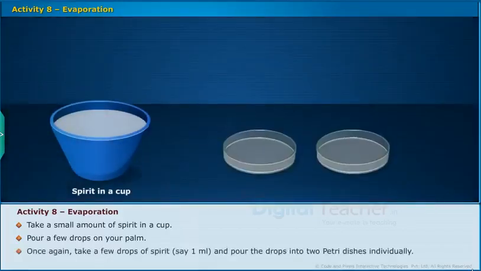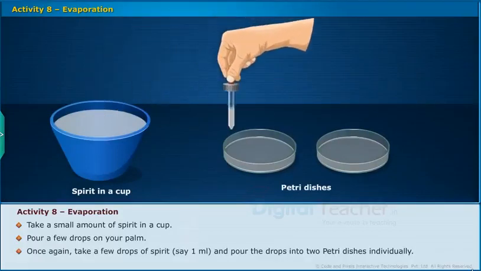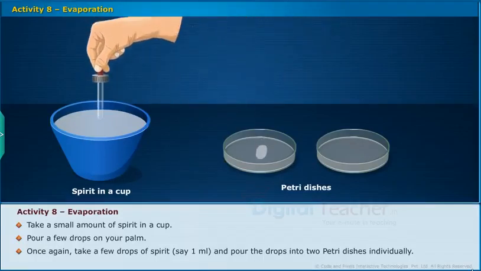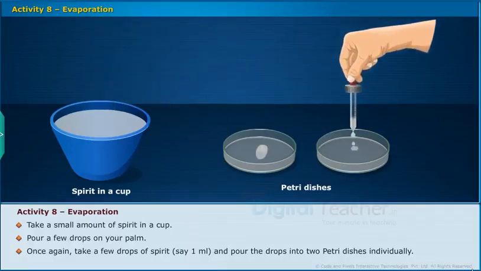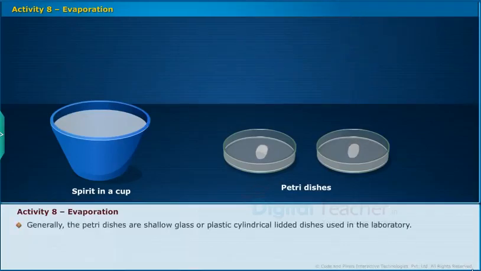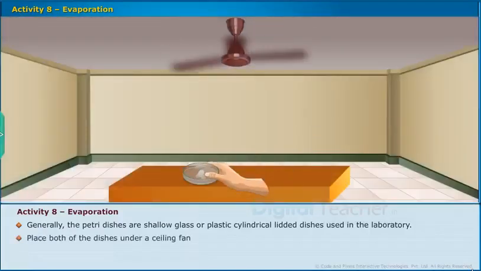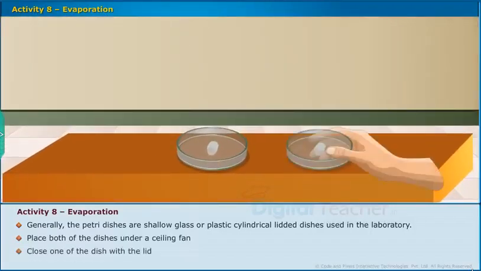Once again, take a few drops of spirit, say 1 ml, and pour the drops into 2 petri dishes individually. Generally, the petri dishes are shallow glass or plastic cylindrical lidded dishes used in the laboratory. Place both of the dishes under a ceiling fan. Close one of the dishes with the lid.